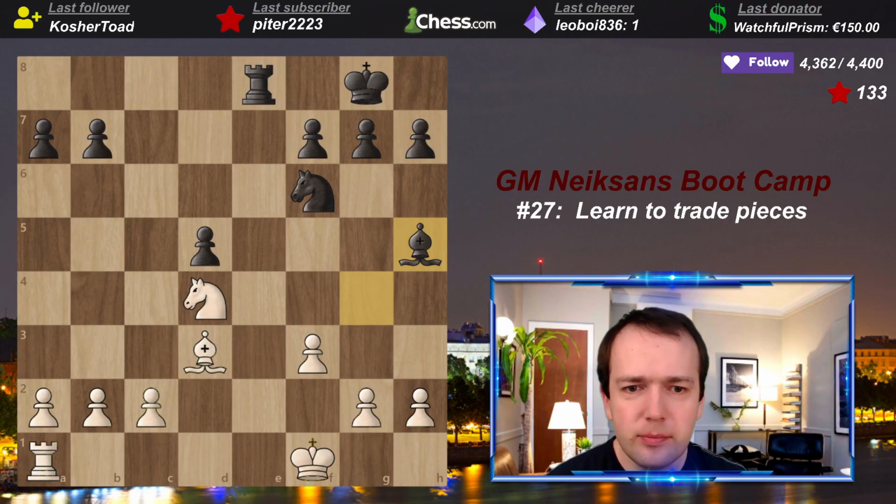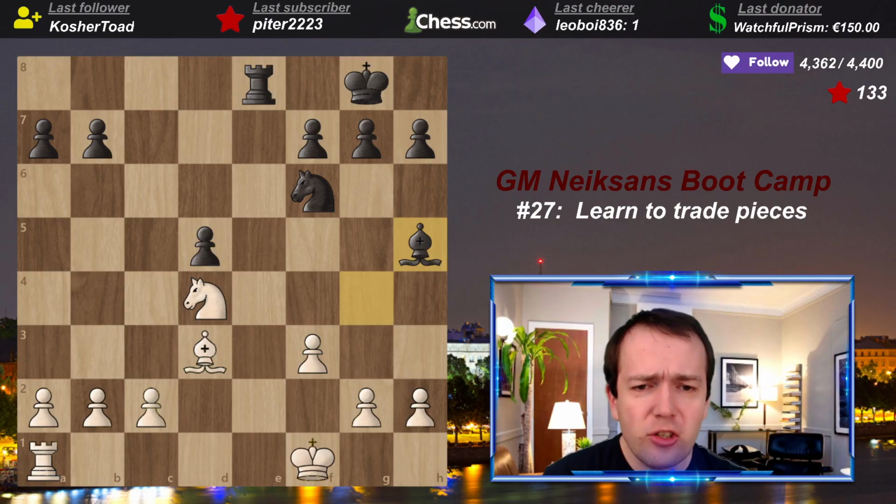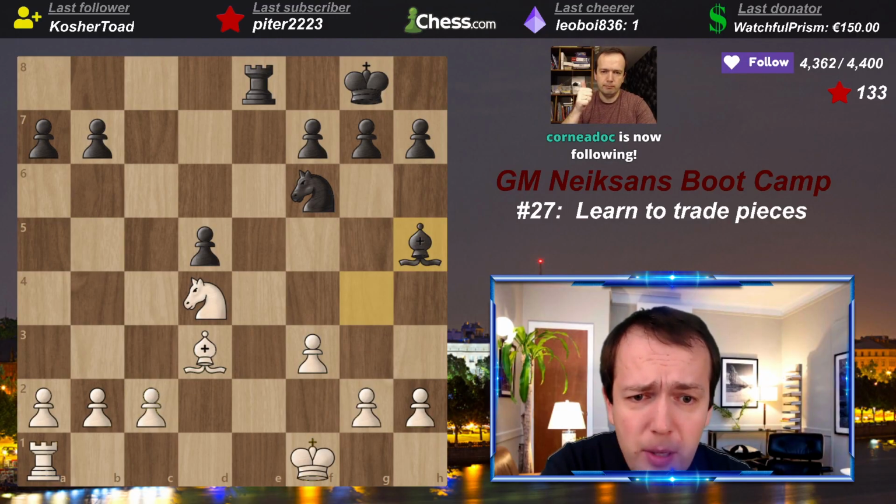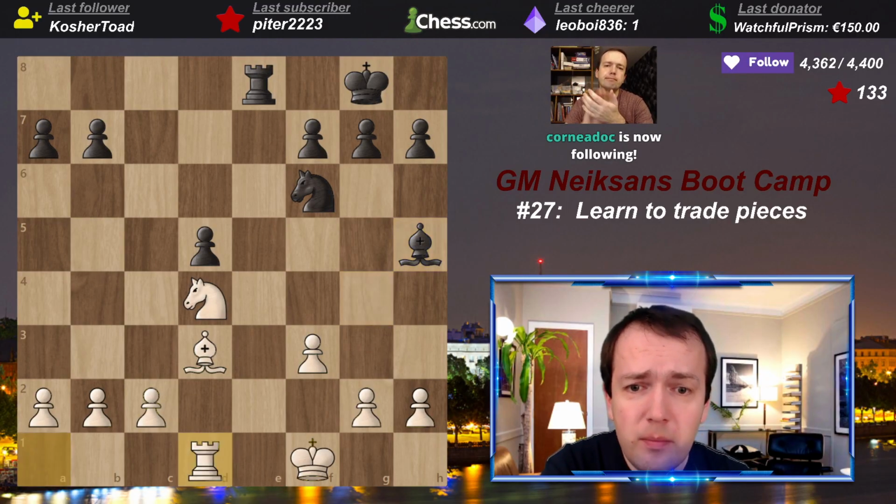Hey, Lashant. c3. I don't really think the actual move order matters here. c3 or rook d1, whatever. Just don't trade it. This is a terrible bishop. So, for example, rook d1, bishop g6.